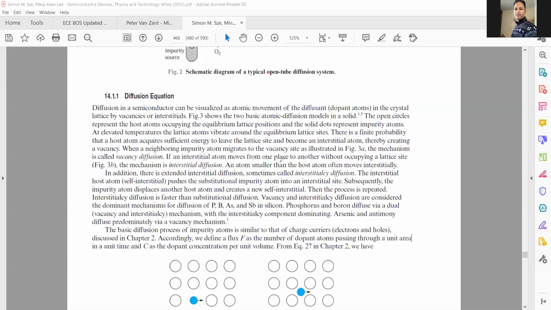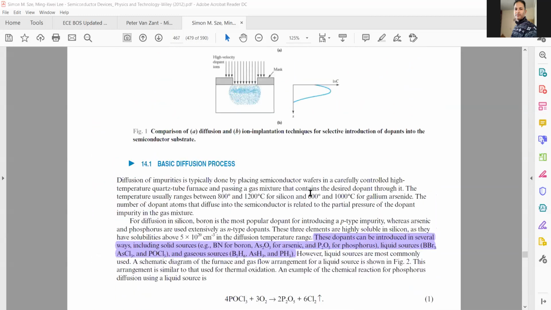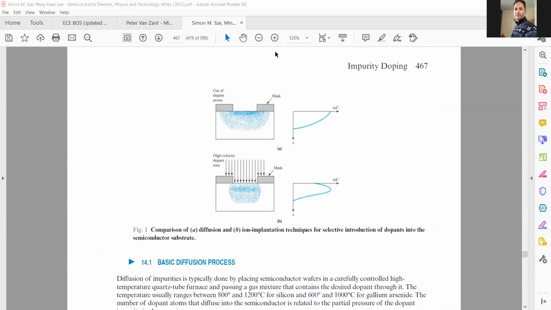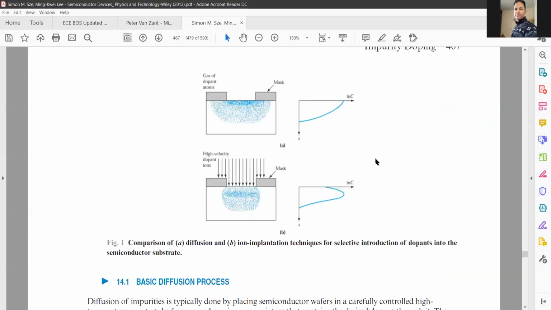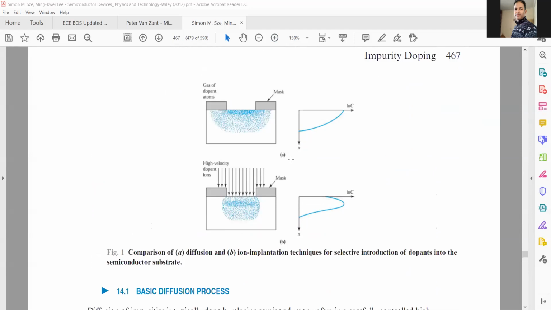Okay, so let's continue our topic of diffusion process. Let us first look into how the concentration versus depth curves look like for diffusion and ion implantation.